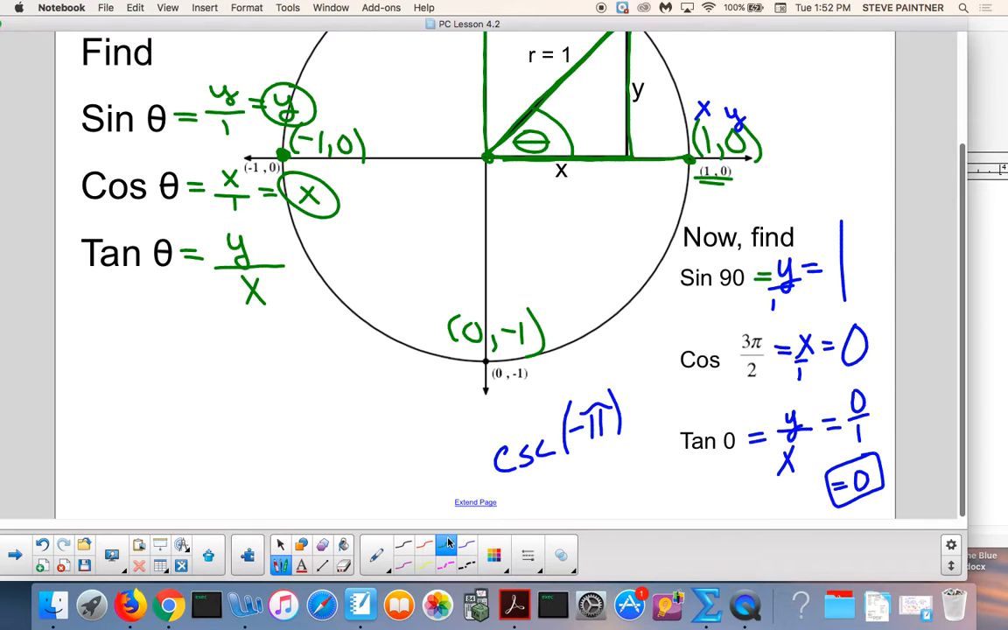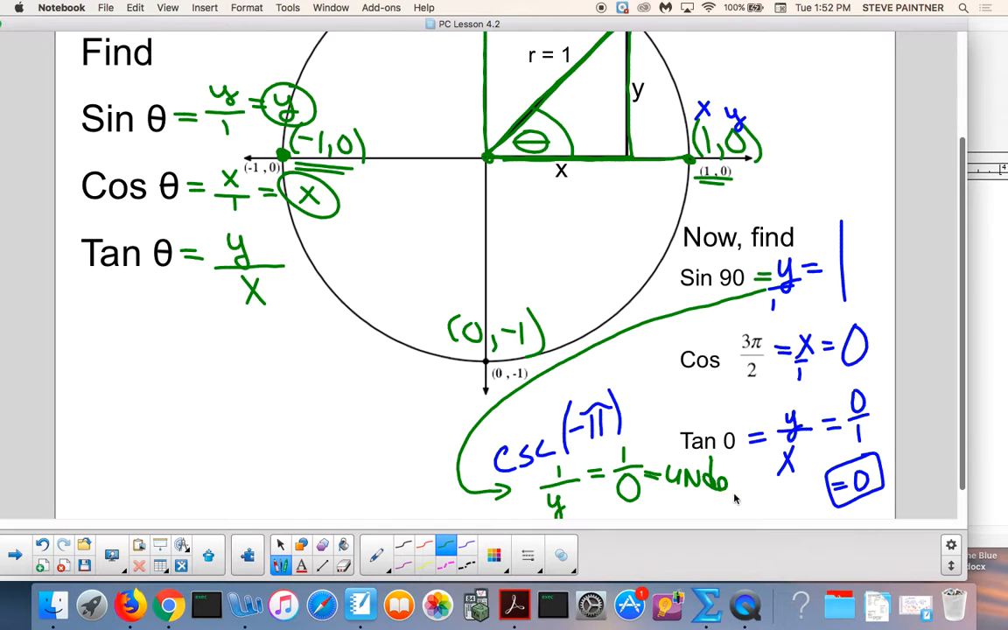Cosecant is the reciprocal to which one? Sine. Oh, if that's true, then I should know the answer will be not y over 1, but what? 1 over y. At negative pi, where are you, by the way? This way. Okay, which one am I looking for? I'm looking for y. Which one's y? 0. Right here. What's the answer? Undefined. Okay, cosecant at negative pi is undefined.